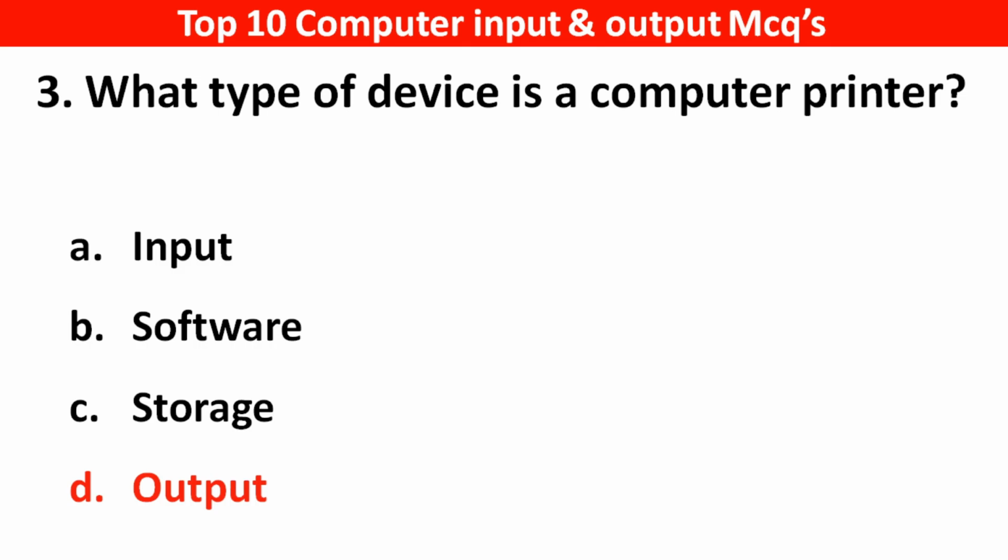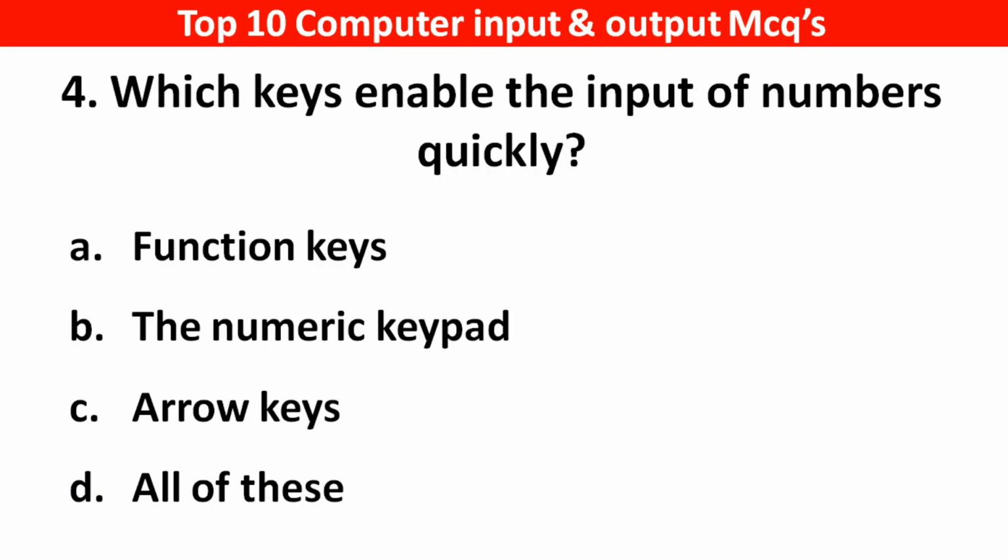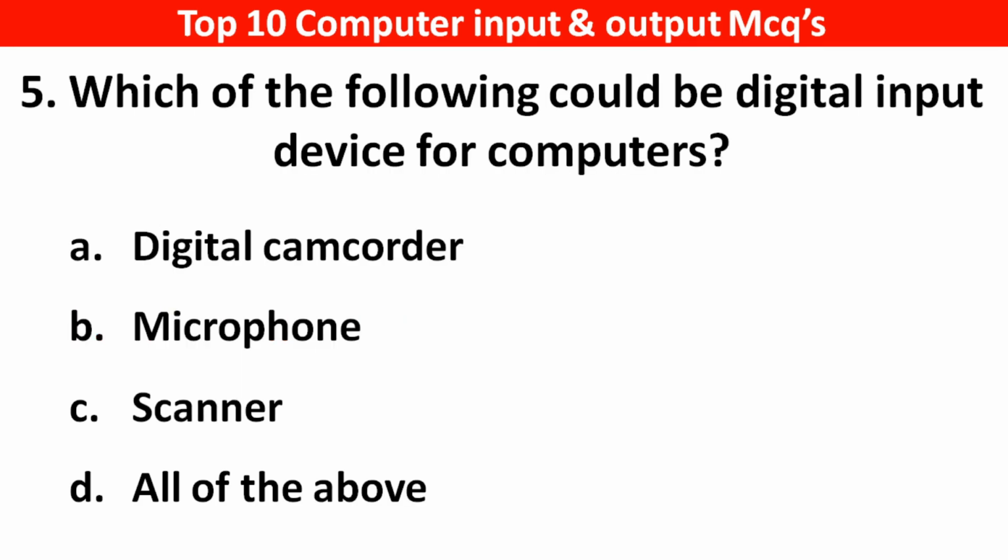Output. Next question. Which key enables the input of numbers quickly? Options A, function key. B, the numeric keypad. C, arrow key. D, all of these. Right answer is option B, the numeric keypad.